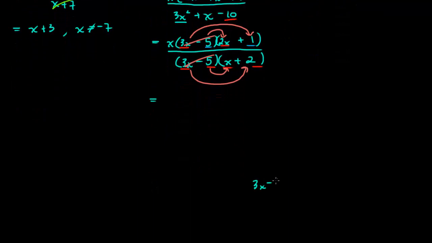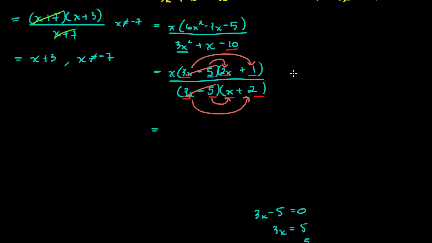When is 3x minus 5 equal to 0? 3x minus 5 is equal to 0 when 3x is equal to 5. If I divide both sides of this equation by 3, I find that 3x minus 5 is equal to 0 when x is equal to 5 over 3.